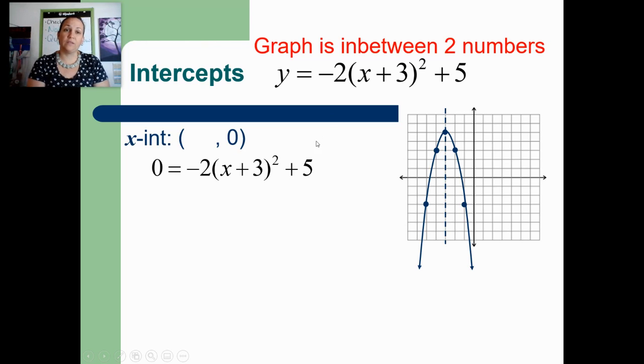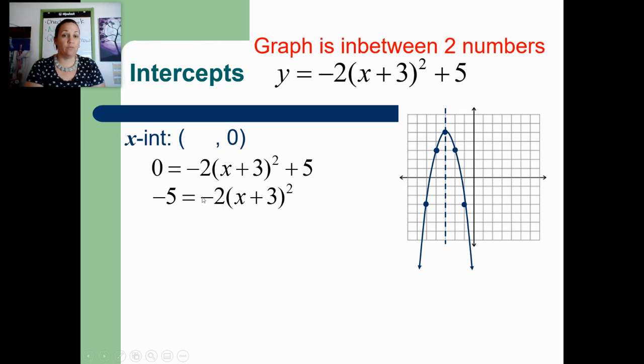This is going to look kind of similar to when we were solving by completing the square before winter break. So right now, I'm going to try to get my parentheses all by itself. And so I'm going to move the stuff that's not in the parentheses, the stuff that's outside. We always start by moving adding and subtracting. So I'm going to start by moving the +5 to the other side by subtracting it.